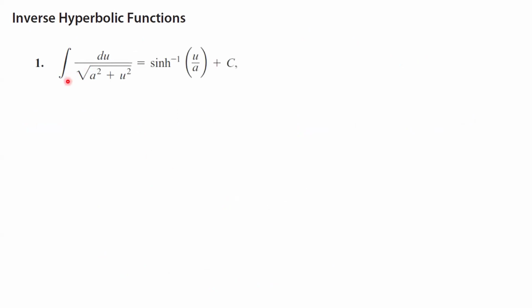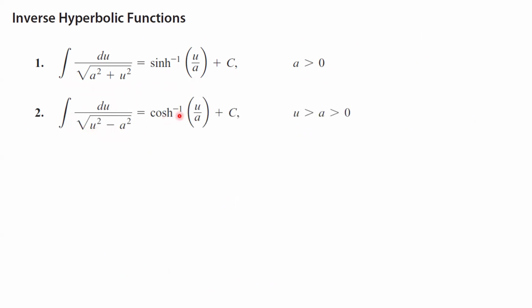So in general, number 1, if you have the integral of du divided by square root of a squared plus u squared, this in turn is equal to inverse hyperbolic sine of u divided by a. Don't forget the constant of integration in indefinite form. And a must be positive. Number 2, the integral of du divided by square root of u squared minus a squared is inverse hyperbolic cosine of u divided by a plus c. In this case, both u and a are positive and u is more than a.